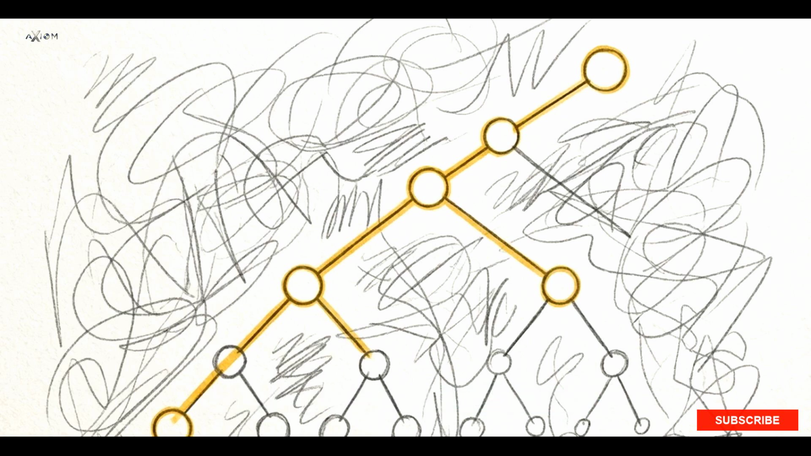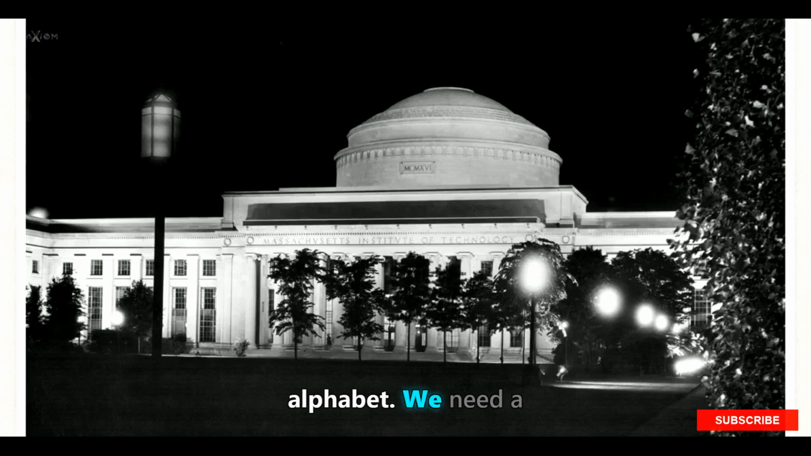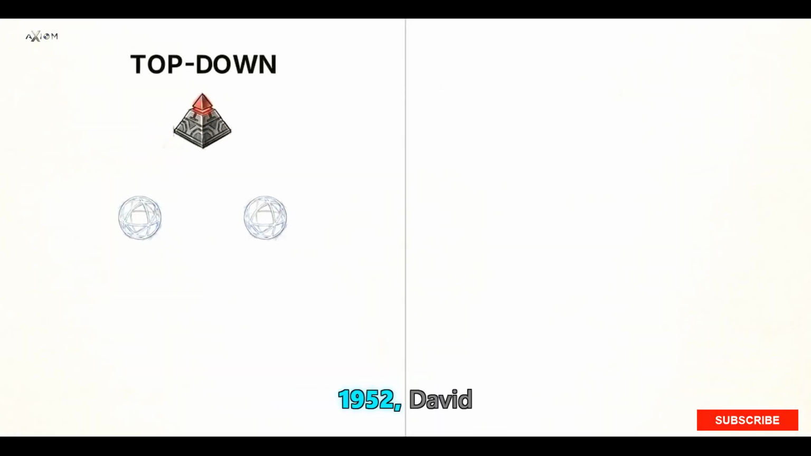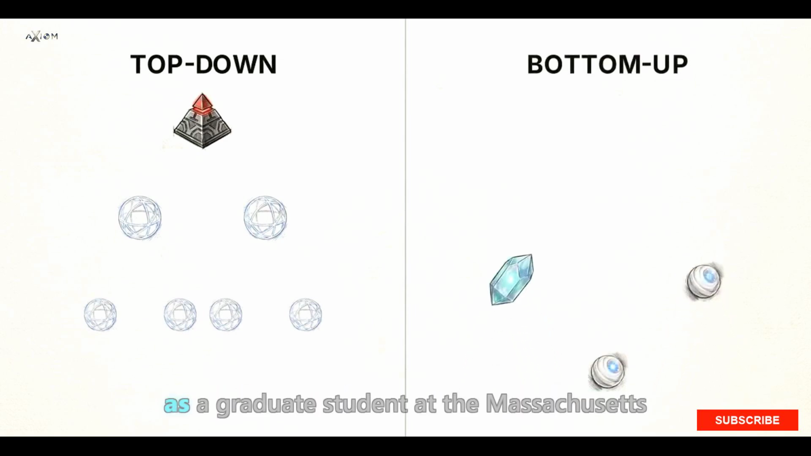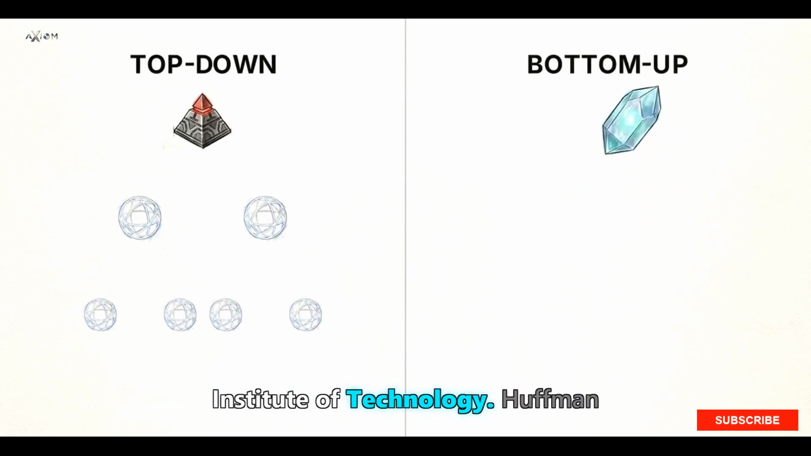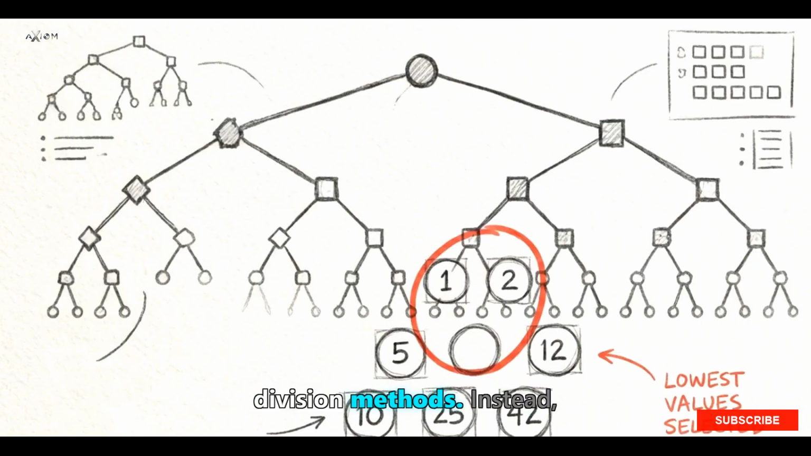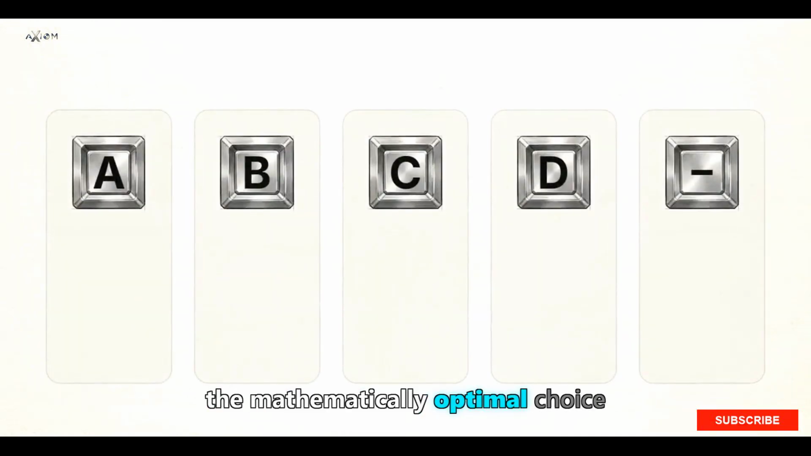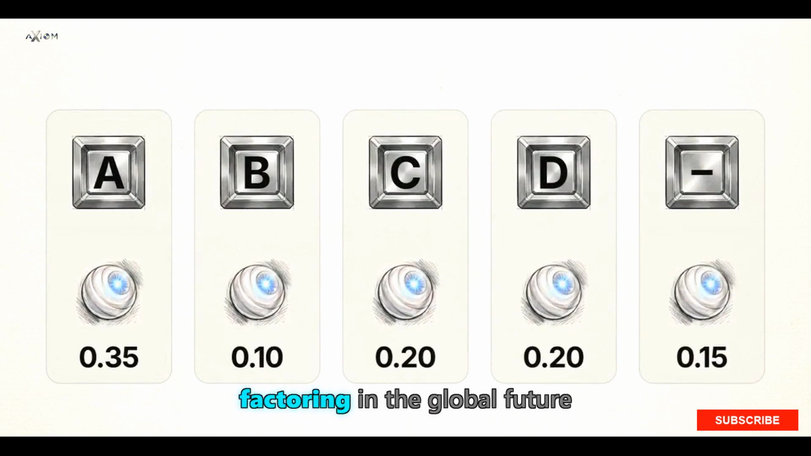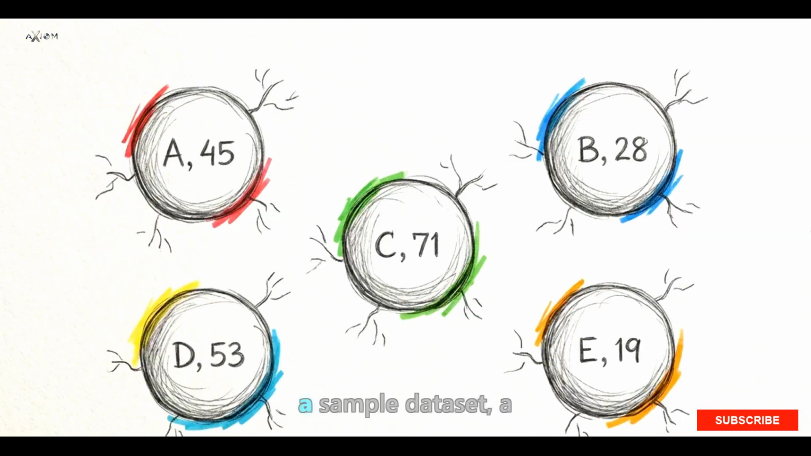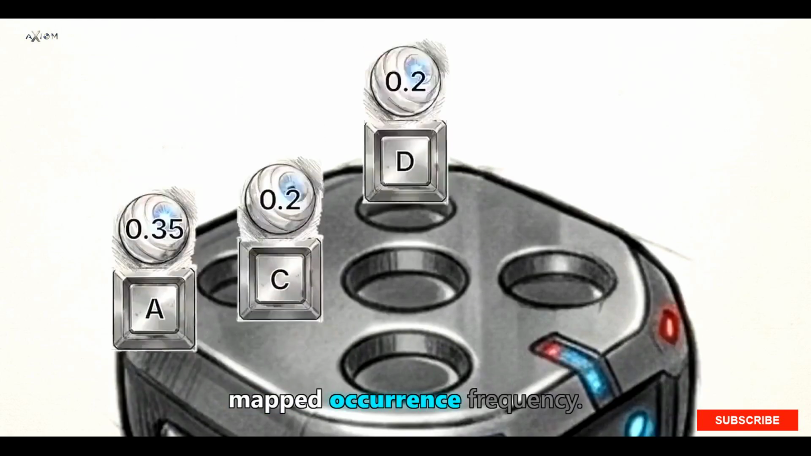There are millions of valid binary tree configurations for any given alphabet. We need a mathematical algorithm to find the single specific configuration that yields the absolute shortest paths for our most frequent characters. In 1952, David Huffman solved this while working as a graduate student at the Massachusetts Institute of Technology. Huffman abandoned the standard top-down division methods. Instead, he designed a greedy algorithm to build the optimal tree from the bottom up. A greedy algorithmic strategy makes the mathematically optimal choice at the current local stage without factoring in the global future of the system. Consider a sample dataset, a 5-symbol alphabet, where each symbol has an explicitly mapped occurrence frequency.